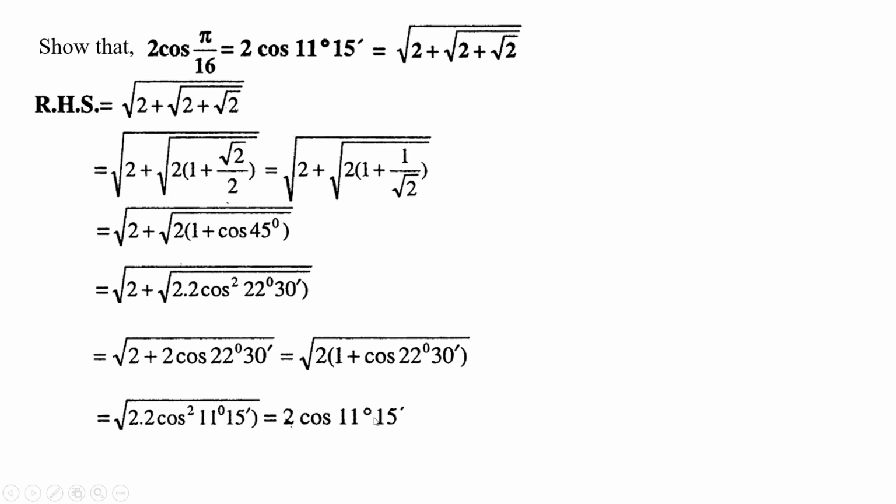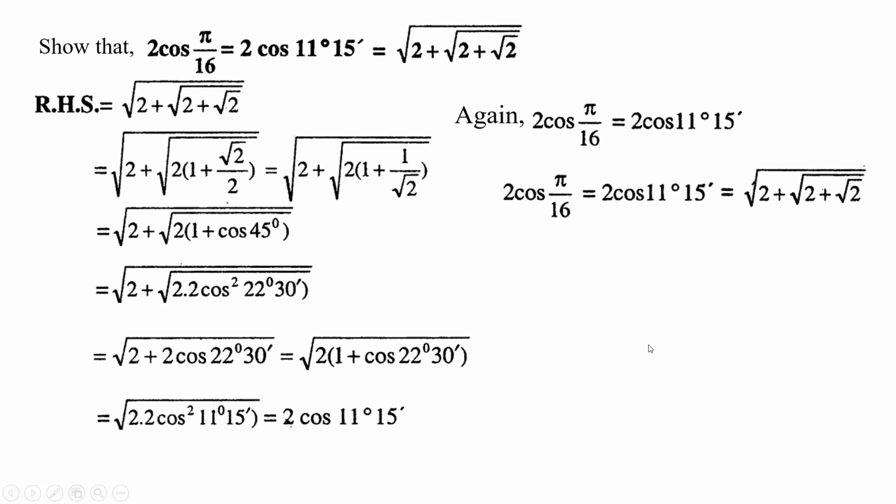2 cos 11 degree 15 minute. Again, 2 cos pi by 16 equal to 2 cos 11 degree 15 minute equal to this. So this whole term is proved. Now the third problem.